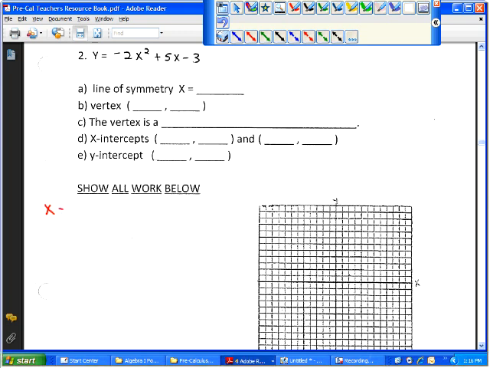So we're going to say x is equal to negative b over 2a. So we have the opposite of our b value, 5, over 2 times our a value of negative 2. So we're going to have a negative 5 over a negative 4. When you divide with the same sign, the answer is positive. So my line of symmetry is 5/4, which is 1 1/4.